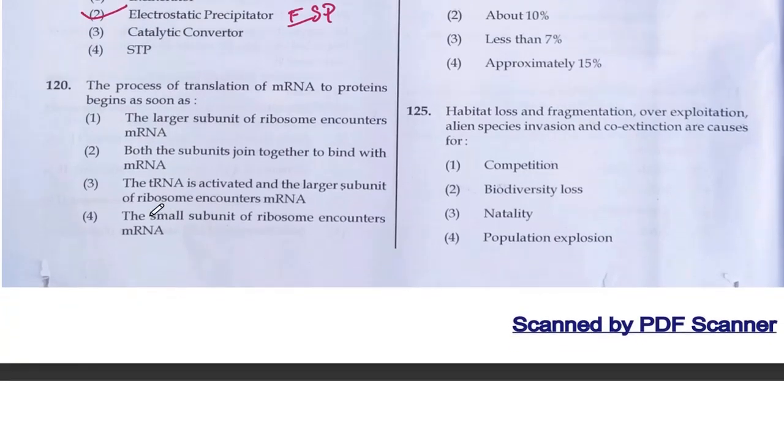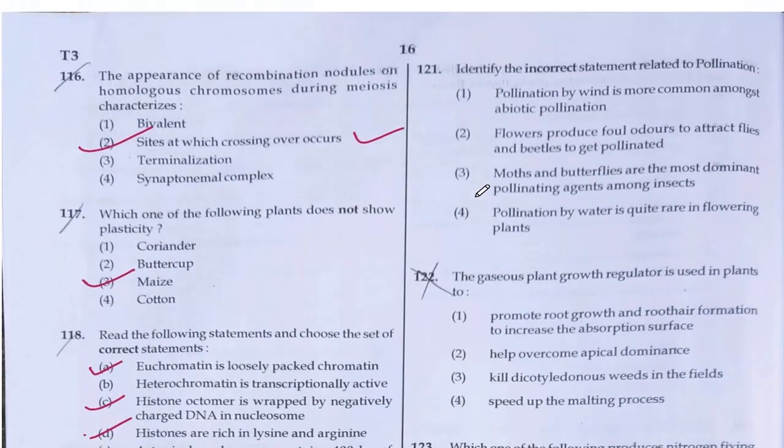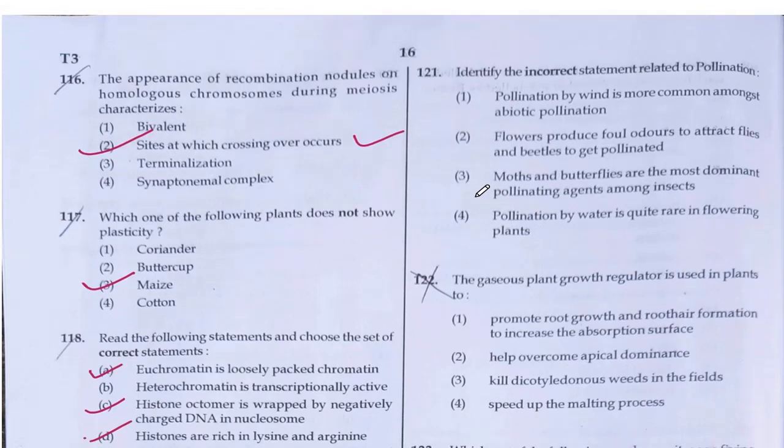Coming to question number 120. The process of translation of mRNA to proteins begins as soon as the small subunit of ribosome encounters mRNA. Option 4 will be the correct one. Coming to question number 121. Identify the incorrect statement related to pollination. The incorrect one will be: the moth and butterflies are the most dominant pollinating agents among insects. So this is the incorrect one.